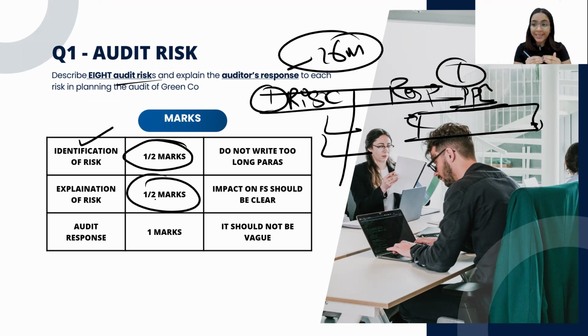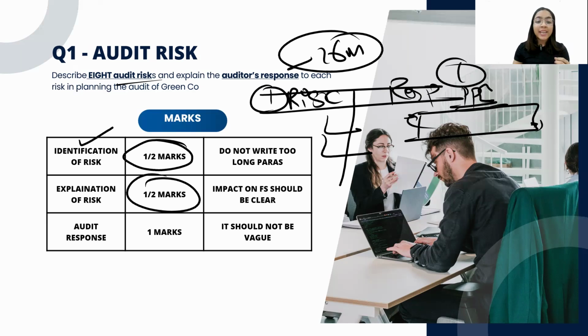Once you have identified it, the next step is to explain it. How will you explain it? Please make sure that you are writing the impact very clearly on the financial statements. Is it misstatement? Is it overstatement? Is it understatement? What was the risk? Was it the risk regarding the early recognition of the revenue or what?